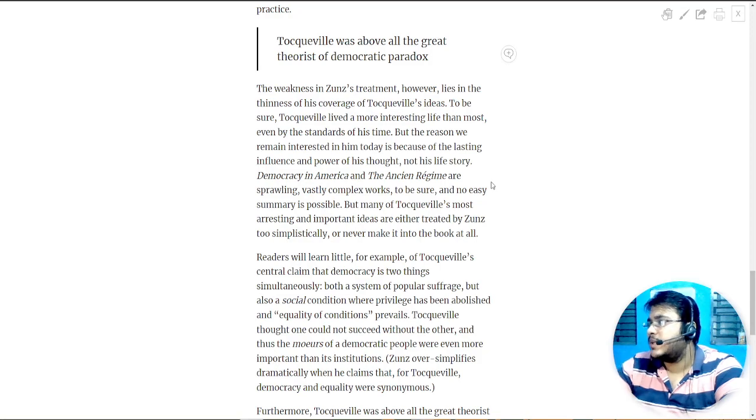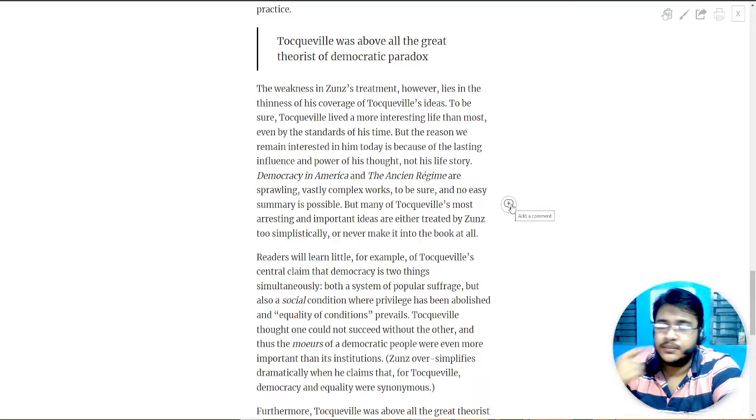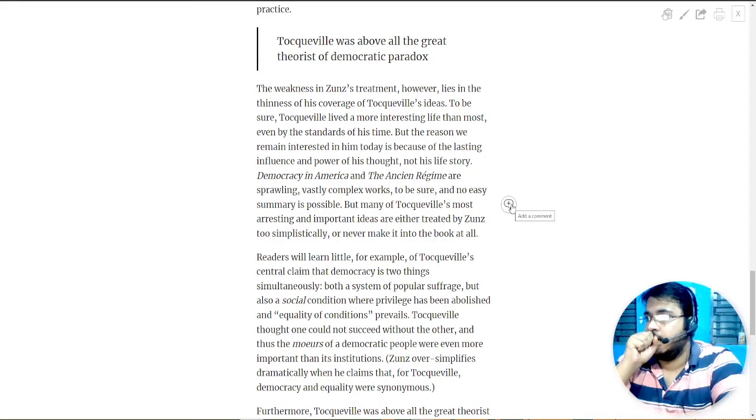So now the last part, I think this will conclude the entire article. Tocqueville was above all the great theorist of democratic paradox. Now this is where we started this article from.